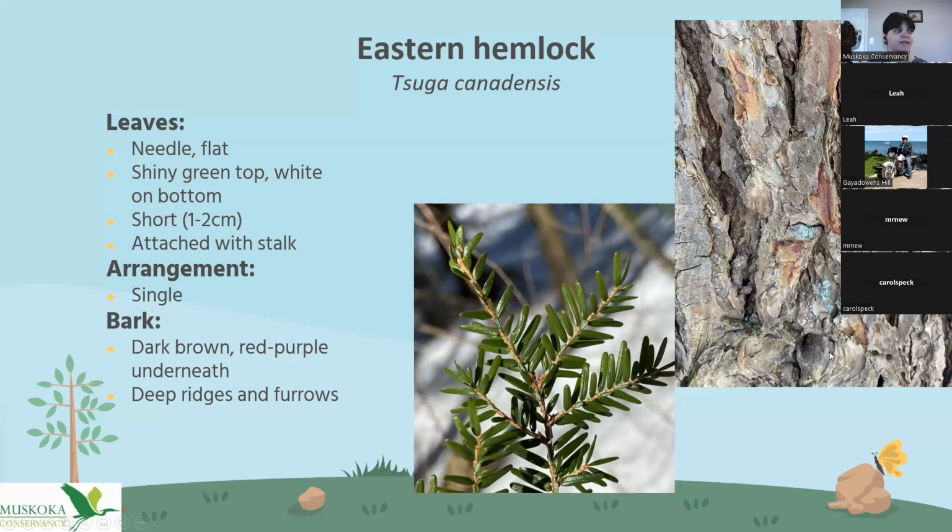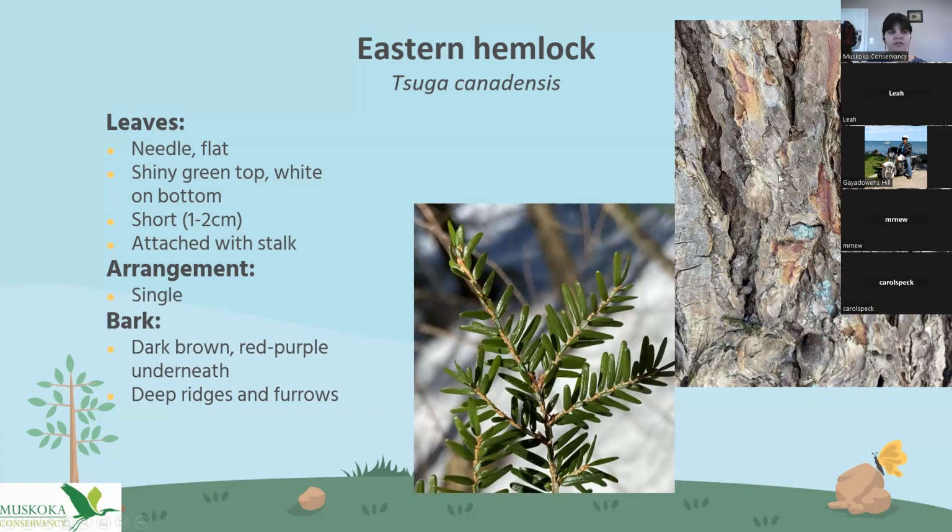The bark is a dark brown, and it also has a red to purple color underneath. So if you just flick off the top layer, I don't recommend doing it to every tree you see, but if you're trying to identify one specifically, if you flick off the top layer, you'll notice this reddish purple, almost like a red wine color underneath. And that is quite unique to eastern hemlock. And it also, of course, has deep furrows and ridges as well.